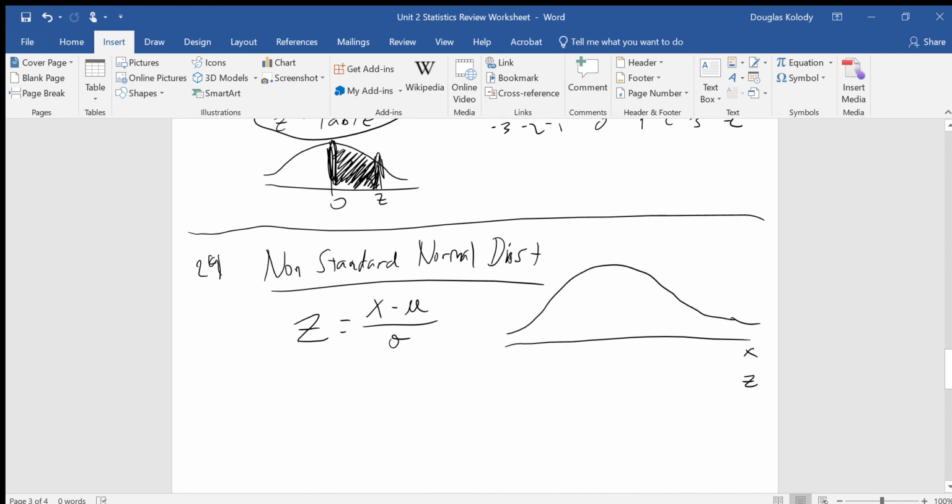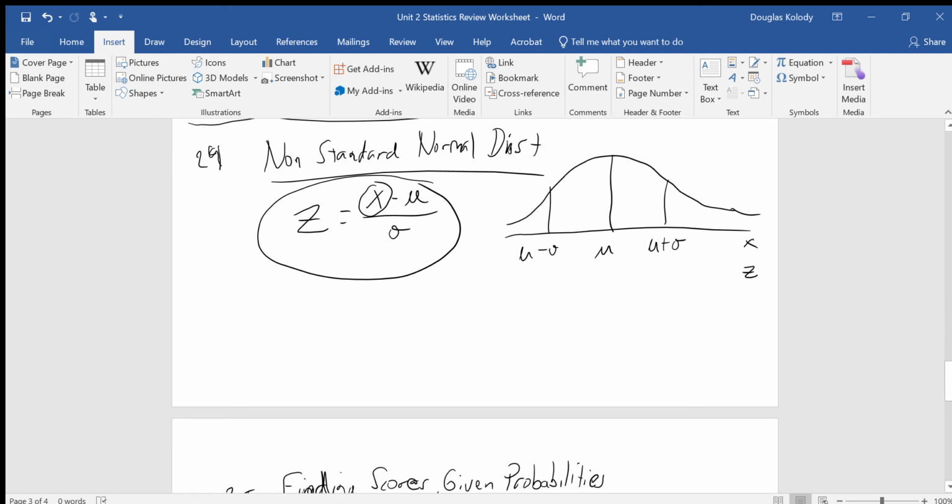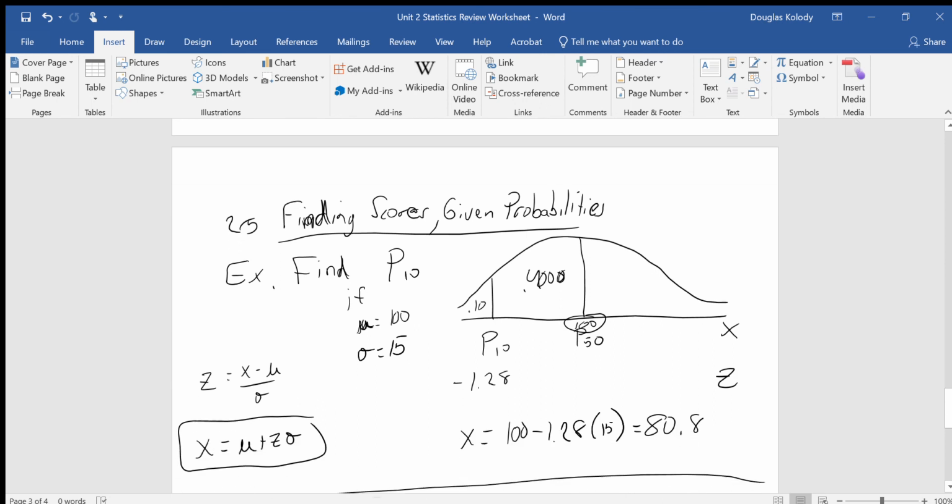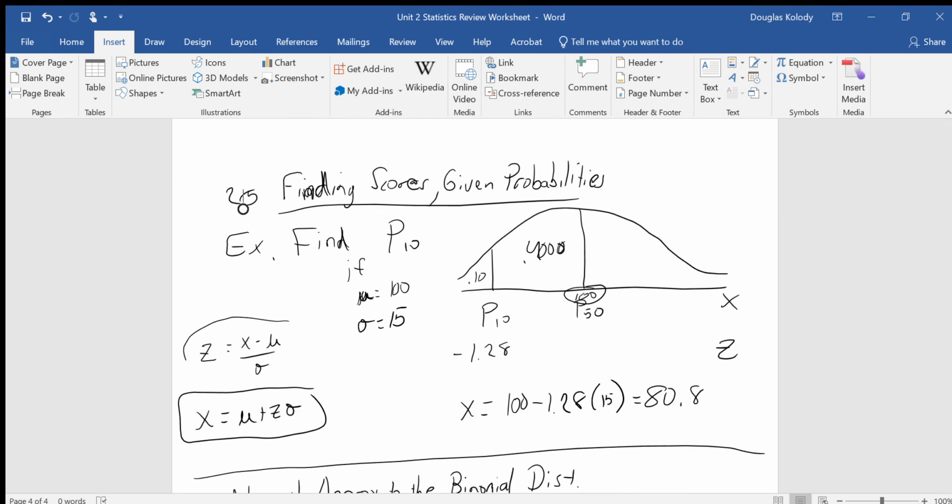Non-standard normal distributions are any mu and any standard deviation that you're adding and subtracting. So in order to convert a raw score into a z-score, you use the z-score formula. Gone over that many times. Look at the examples there. Then we took the z-score formula and we flipped it on its head. We solved for x and got this formula right here.